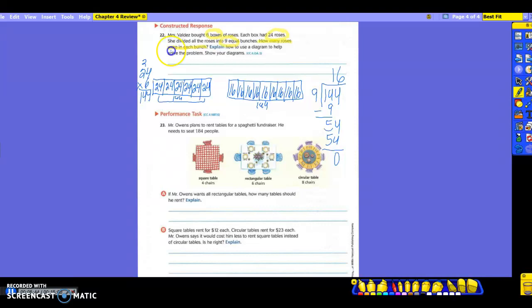So your answer is 16. Nope, what's it asking us? Roses. So always go back and read your question. It says it right there. How many roses were in each bunch? So there's your answer.